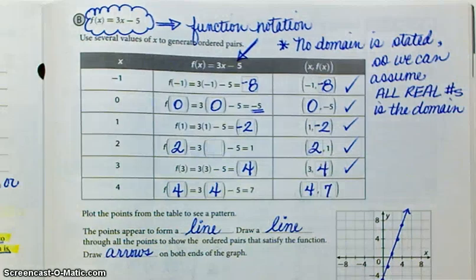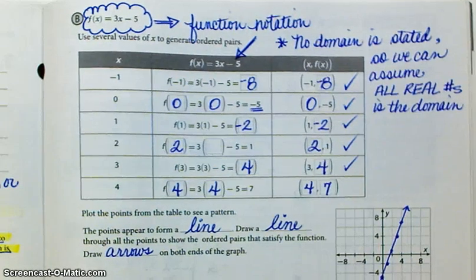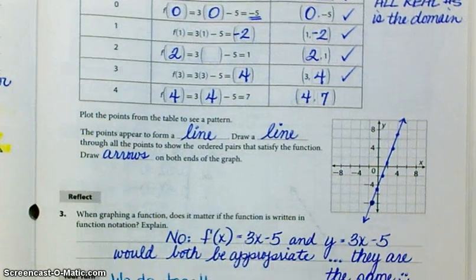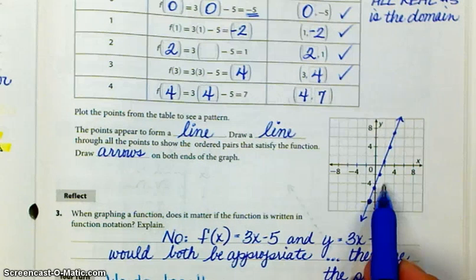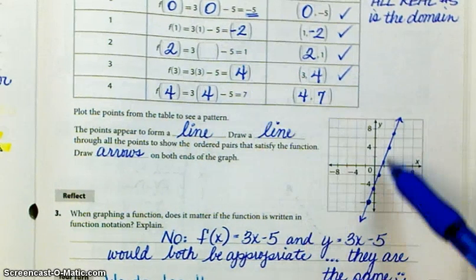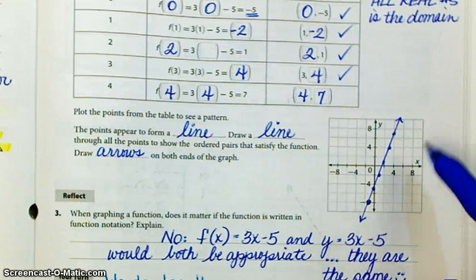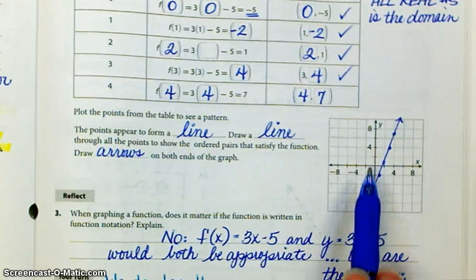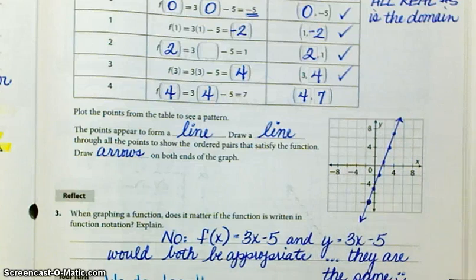And then we want to plot those points on a graph to see the line. Okay, so in this particular case, it seems to form a straight line. So we're going to connect the points, draw arrows at both ends to indicate that our values keep going in both directions.